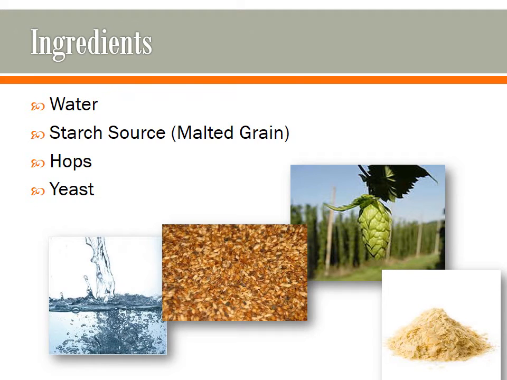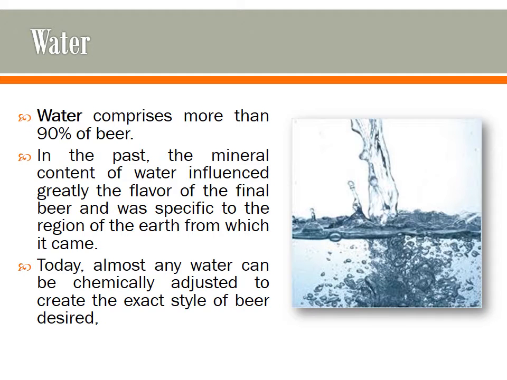Now, the most important ingredients in the manufacturing process of beer are water, the malted grain, the hops, and the yeast. Those are the most important ingredients, and I am going to talk a little bit about each one. So water is 90% of the beer, and in the past, there wasn't any filtered water, and at that time, the water greatly influenced the flavor of the final beer, and it was specific to the region of the earth from which it came.